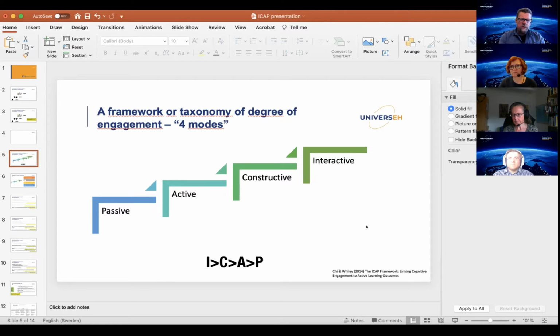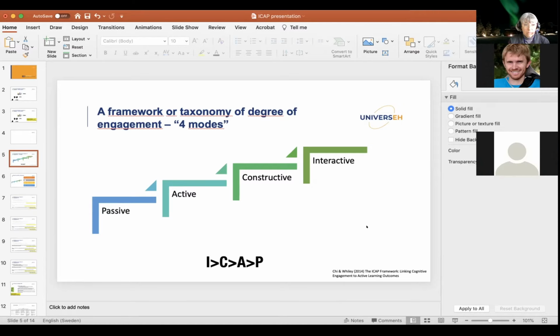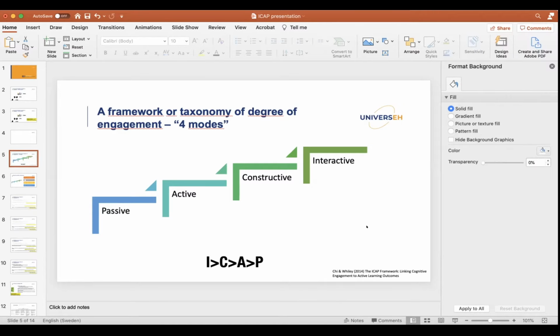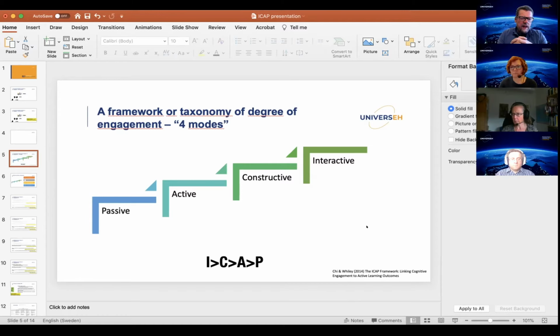So the model, for those of you that are not familiar, is divided into 4 modes. We talk about a passive mode, an active mode, a constructive mode, and an interactive mode. And that is what kind of observable behavior students perform in a learning situation. I will explain and present my interpretation of that model in a moment.